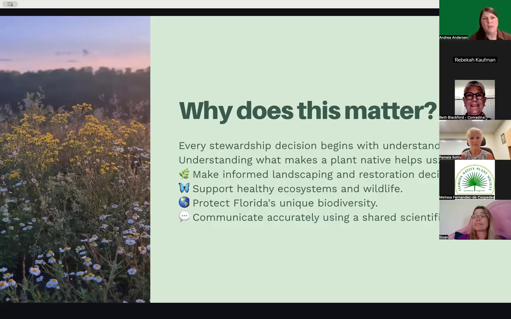So whether you're choosing something for your own landscape, helping to restore a natural area, volunteering with a conservation group like Keep Elves Beautiful, or educating others in your communities, these concepts provide a foundation for good stewardship. So understanding what makes a plant native and why that matters helps us make informed landscaping and restoration decisions.